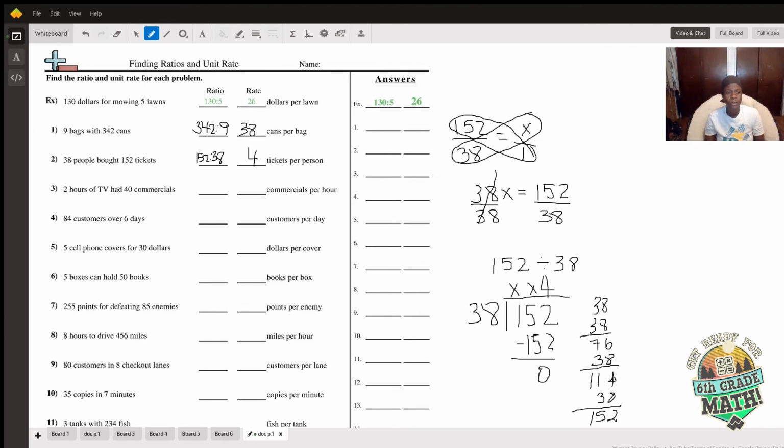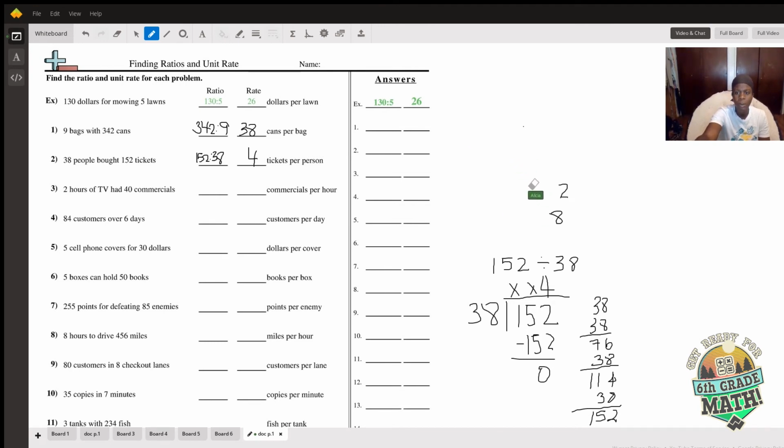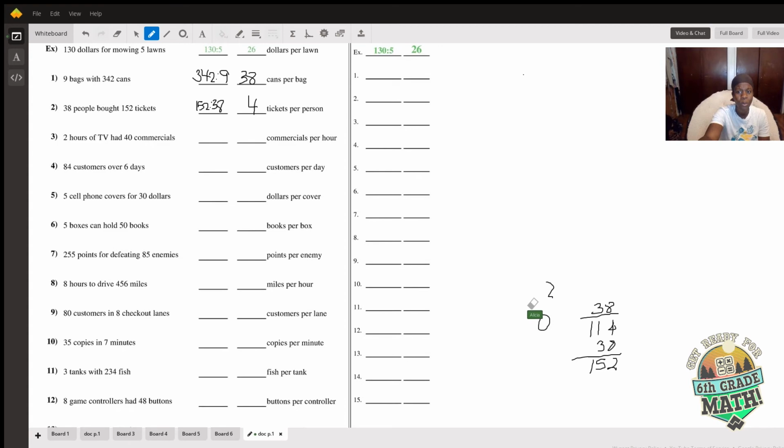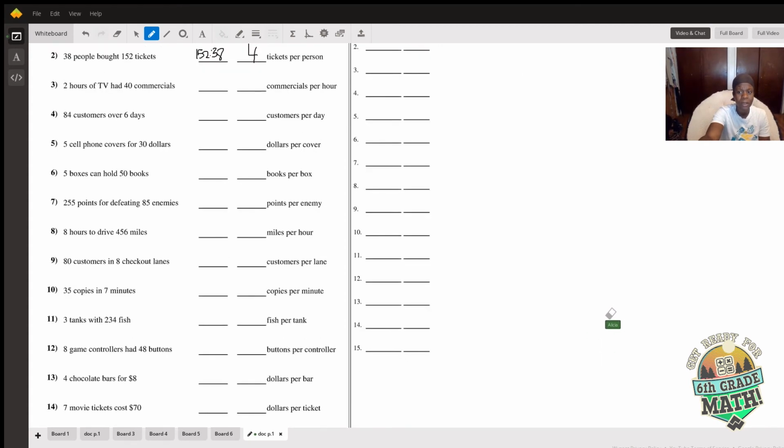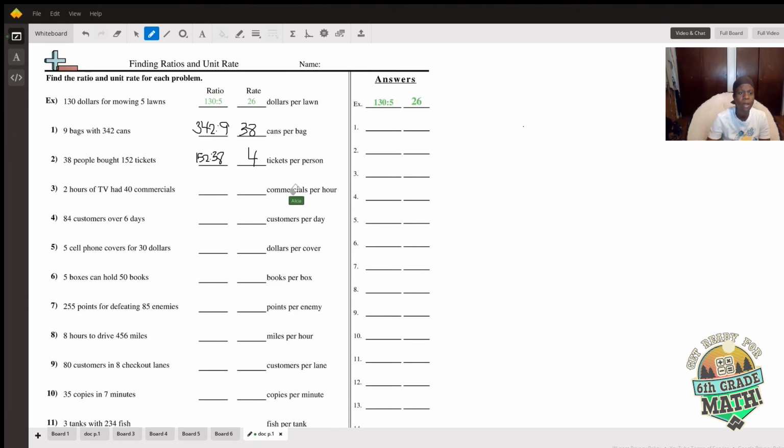Okay, let's do, I think we have time to do 2 more. So let's go ahead and do the next one. I'm going to give a little bit of gap time because I want you guys to try to do these on your own, and then I'll help you work through the answers. So let's go together and try by yourself first. Number 3. 2 hours of TV had 40 commercials. 1, that's a lot of commercials. 2, what TV show allowed that? And 3, go ahead and try to tackle this problem.